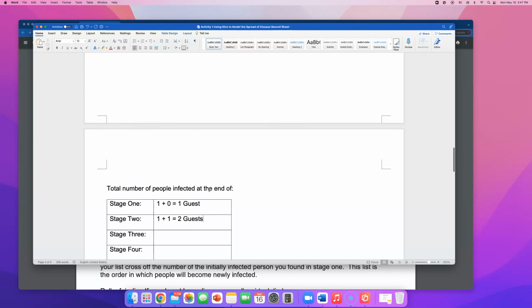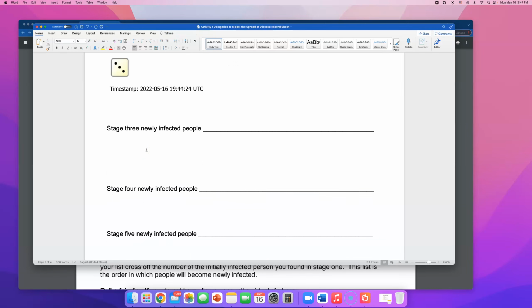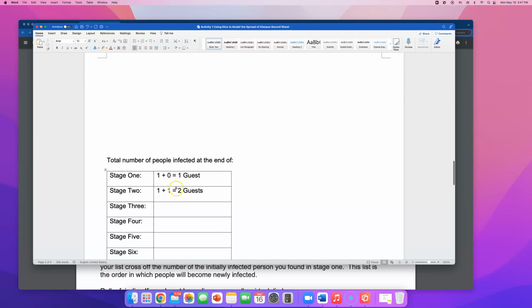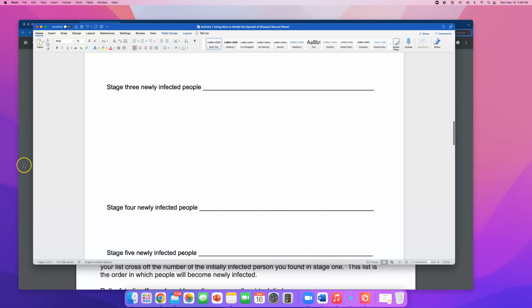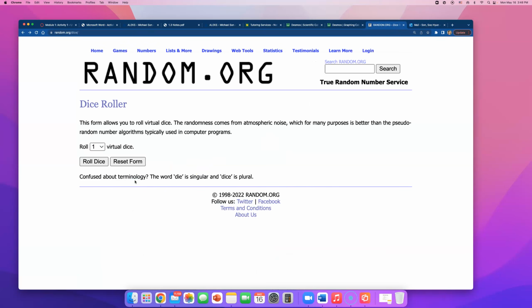So let me see how many people are getting infected after stage 3. How many dice do I have to roll this time? I have to roll 2 different dice this time. So let me go back over here, and I think this may be where things get confusing. I'll tell them that I want them to roll 2 virtual dice this time because I have 2 sick people in my party. How many dice you roll is going to match how many people are sick at your party.